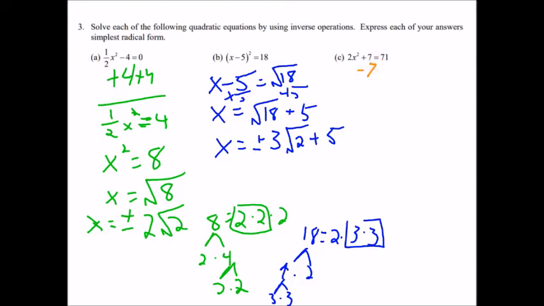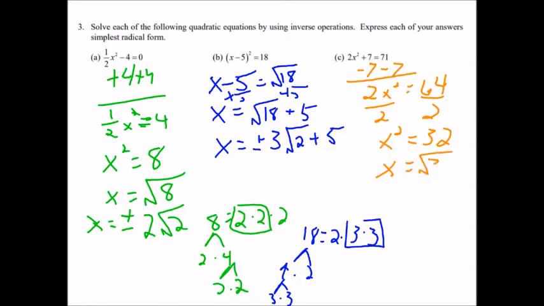All right, subtract 7. 2x squared is equal to 71 minus 7 is 64. Divide by 2. x squared equals 32. So x is the square root of 32. So 32 is 2 times 16, 2 times 8, 2 times 4, 2 times 2. So 1, 2, 3, 4, 5 2's. So that means I can bring out, so plus or minus, 2 times 2, which is 4, and then radical 2.